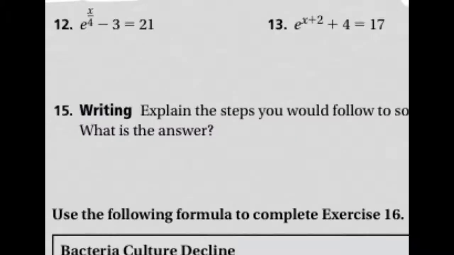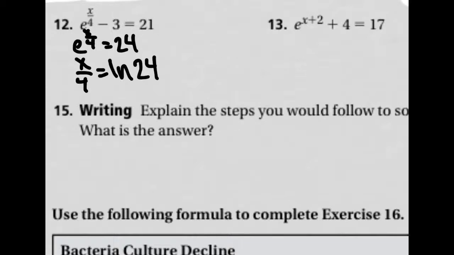Alright, let's do a few more now. Number 12, e to the x over 4 minus 3 equals 21. Again, first thing is to kick out that 3, so I'm going to add it to both sides. I get e to the x over 4 equals 24. Take the ln of both sides. On the left side, the ln and e cancel out, leaving you with x over 4 equals ln of 24.